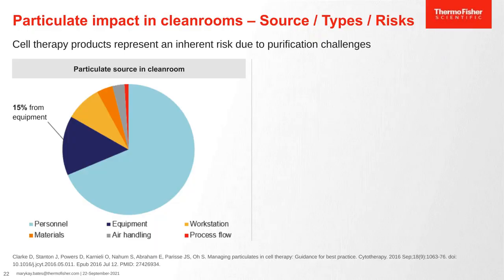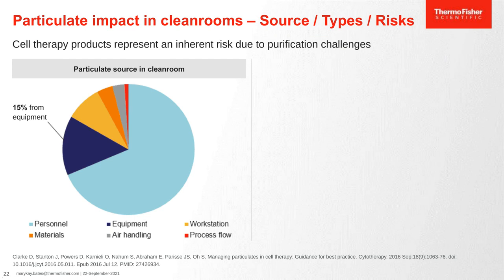Now I want to talk about how those particulates impact clean rooms. Cell therapy products, by their nature, represent an inherent risk due to the purification challenges. You can't purify cell therapies by filtering them, because that would remove the cells from the filtration process. Most particulates are much, much, much smaller than those cultured cells. So when we talk about particulate sources in the clean room, the biggest part of this pie chart, 70%, is from the people in the clean room.